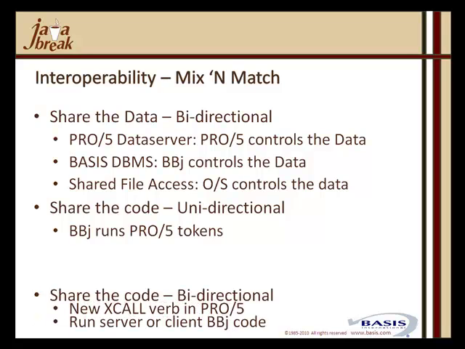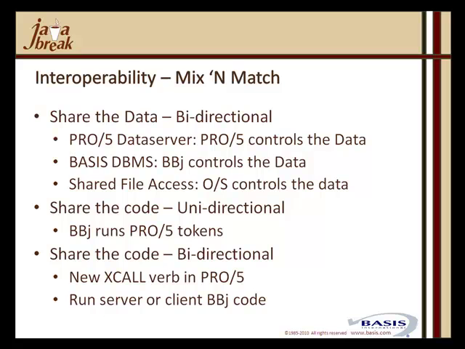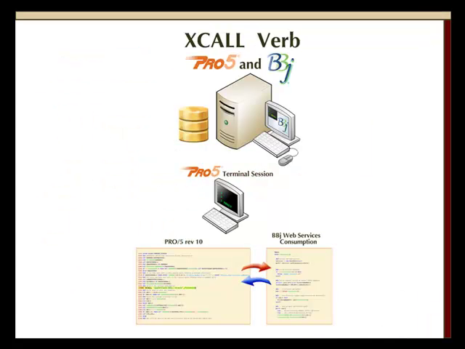But very new and exciting, and I'm giving you a preview today of this new functionality, we're giving you the ability to share the code and have it run bidirectionally. There is a new verb in the Pro5 language called xcall, external call, and that allows us to run BBj code from within Pro5 or Visual Pro5. So we could be running both at the server or the client level; client side, we could run BBj code. Let's have a look at what that looks like.